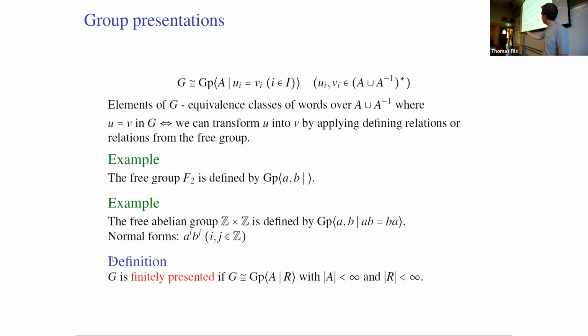Another example, the free abelian group Z cross Z, so the direct product of Z with itself. This is a presentation. It says A and B commute. Okay. So we say a group is finitely presented if it admits a presentation where the generators are finite and the set of defining relations is finite.